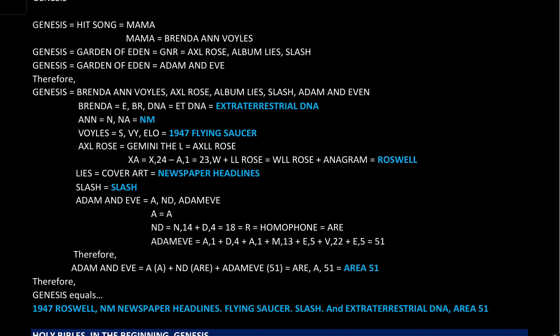A remains the same. ND adds up to 18, which is R. R is a homophone for the word R, A-R-E. Adam and Eve add up to 51. Put the A with the R to make area. Put that with 51, you get Area 51. Genesis translates to 1947 Roswell, New Mexico, newspaper headlines, flying saucer, Slash, and extraterrestrial DNA, Area 51.